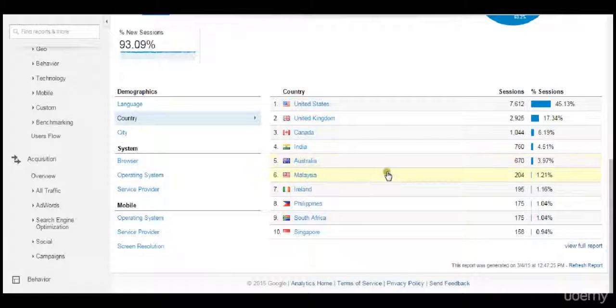Australia is going to be higher, Malaysia is going to be lower, and so on. Ireland's higher, Philippines is lower. South Africa is actually mid-range. There's actually some pretty high South Africa cost per clicks. Singapore is high as well. So this is a pretty good list.